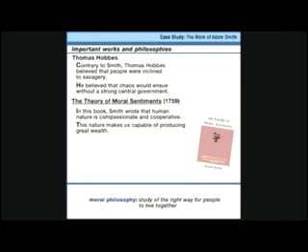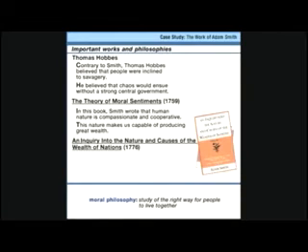Now, a few years later, in 1776, after Smith had moved to London, he published what has become his most important work, An Inquiry into the Nature and Causes of the Wealth of Nations. In this book, Smith extends his view of human nature to become a foundation for a wealthy economy.